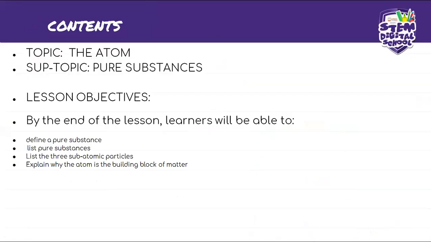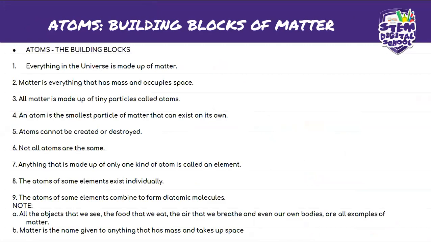All right. So we have looked at pure substances. We learned how to define a pure substance, list pure substances, the three subatomic particles, and explain why the atom is the building block of matter. Okay.